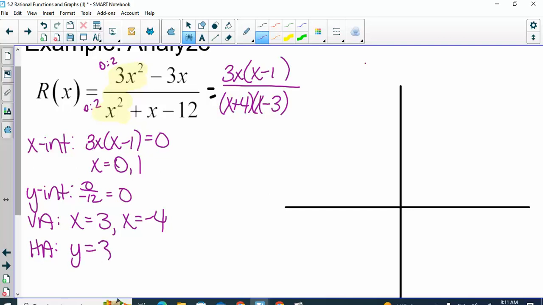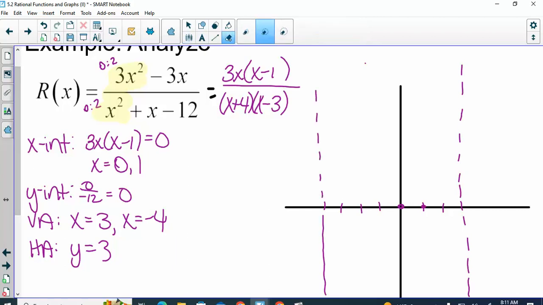Alright. On your graph, you have to have everything plotted that we just found. So we hit the x-axis at 0 and at 1, y-axis at 0. Vertical asymptotes at 3 and negative 4. Those are dashed lines. Then we had a horizontal at 3.